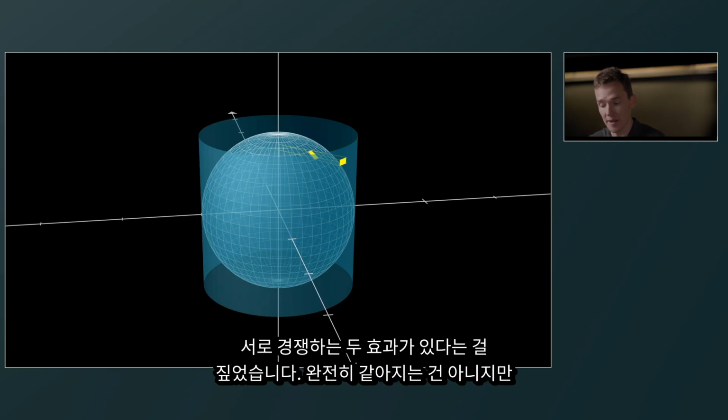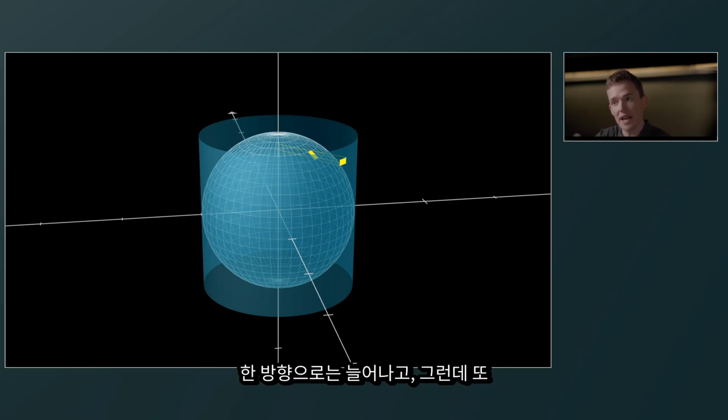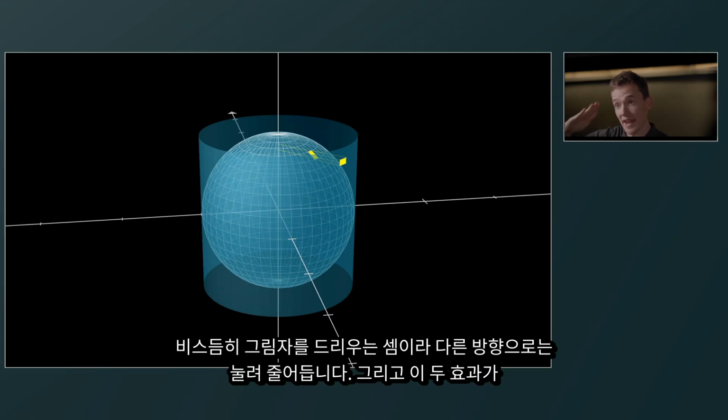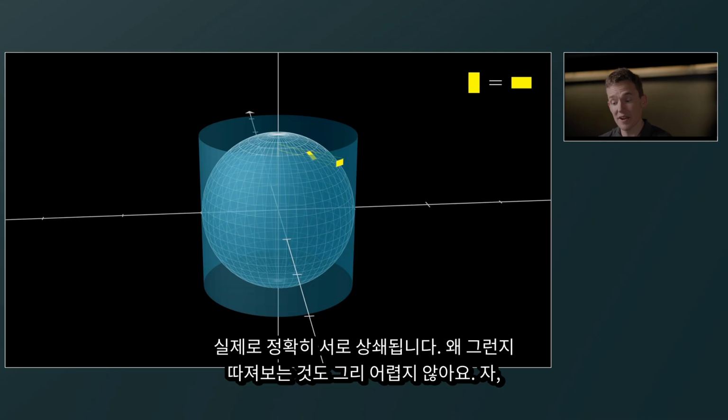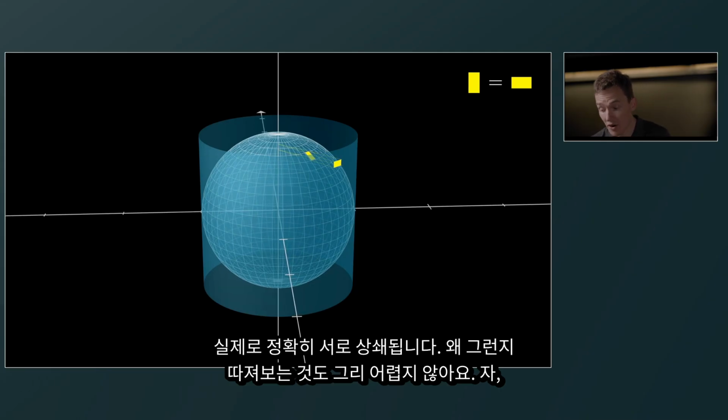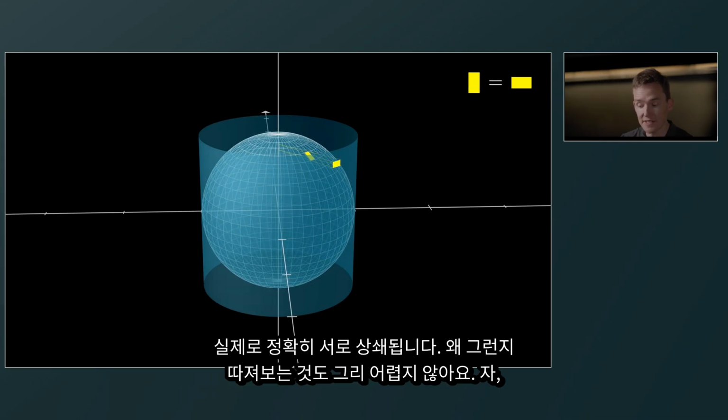It doesn't end up the same, but what happens is it gets stretched out in one direction, but then because it's kind of casting a shadow of something at an angle, it effectively gets squished down in another direction. And those 2 effects actually cancel each other out perfectly. And it's not too hard to reason about why, either. So let's think about one of them.